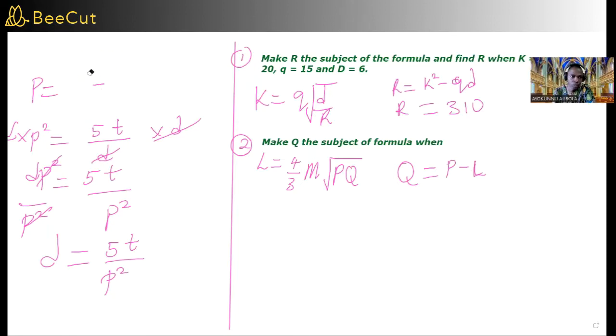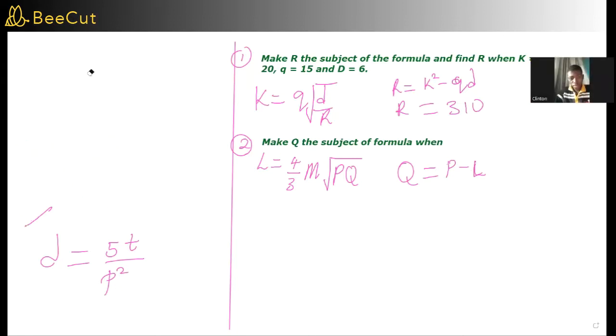So let me clean this side. We get the question together. Then, as I'm solving it, you will see whether you are right or whether there's anywhere you have made a mistake. So, question 1 says K equals Q into root D over R. So we're making R the subject of the formula.